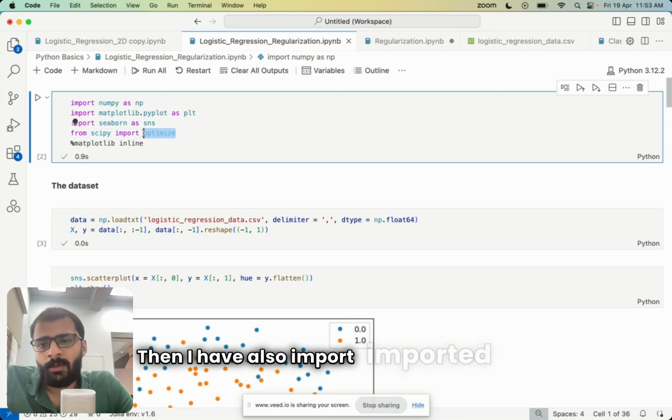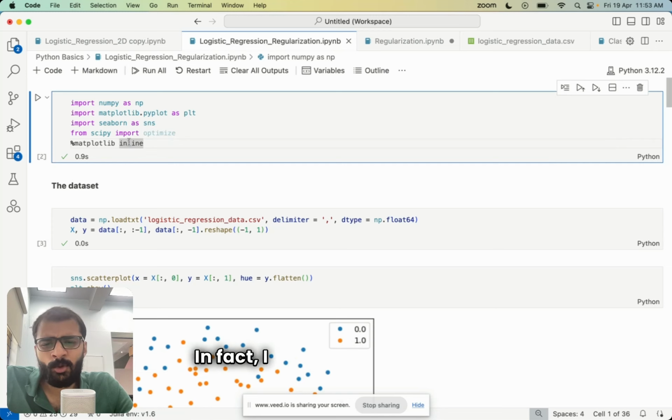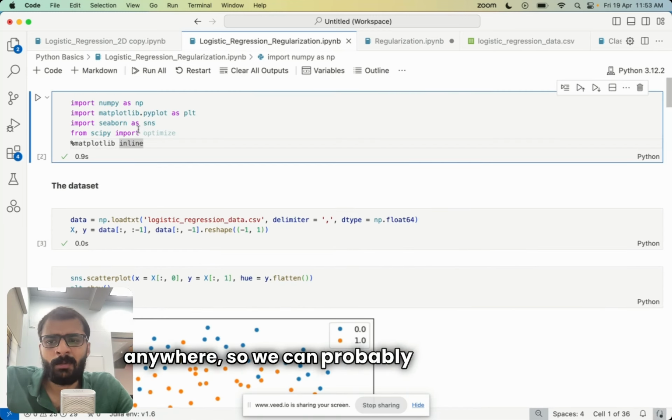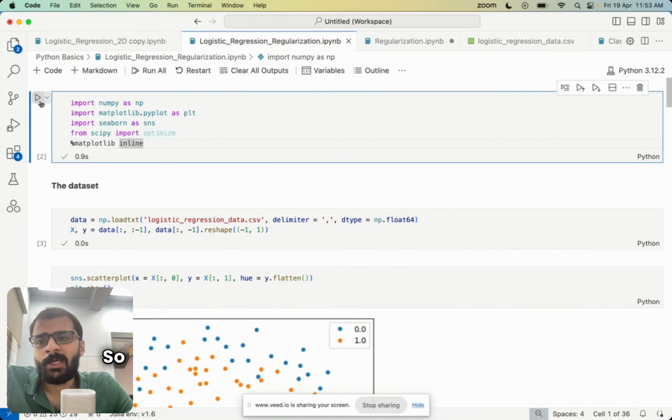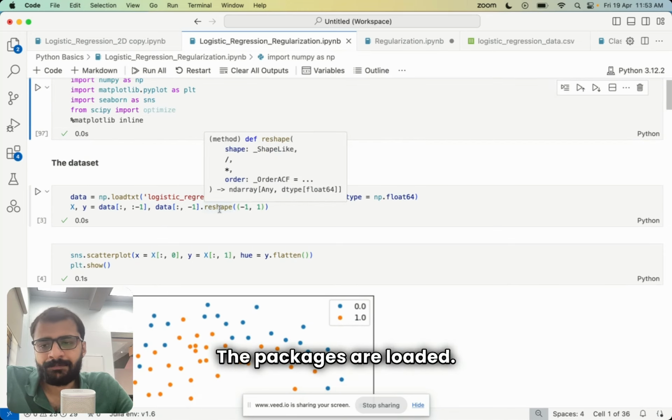Then I have also imported optimize. I'll show you where this particular function is used. In fact, I don't think I'm using it anywhere, so we can probably remove it also. So let me first run this first code block. That is done. The packages are loaded.